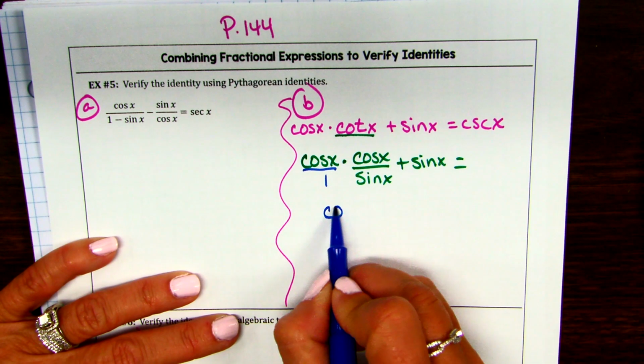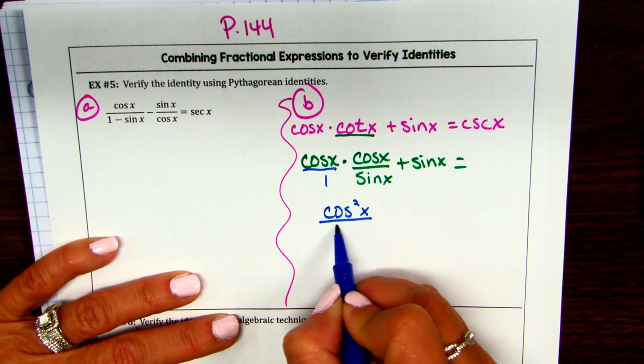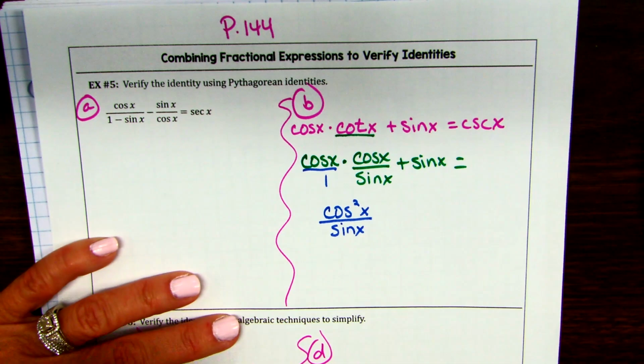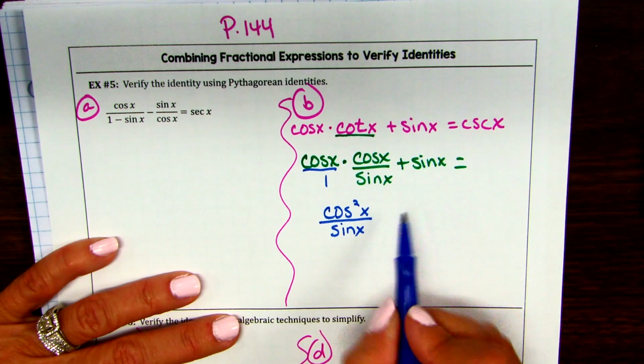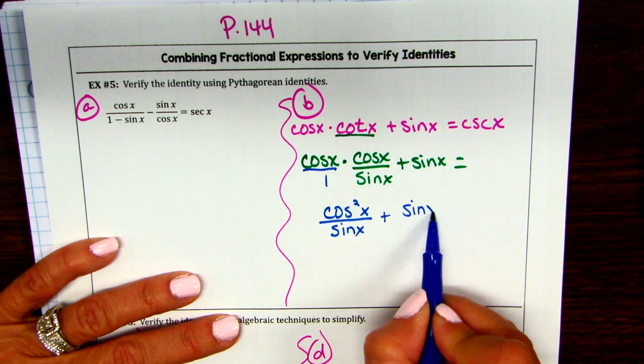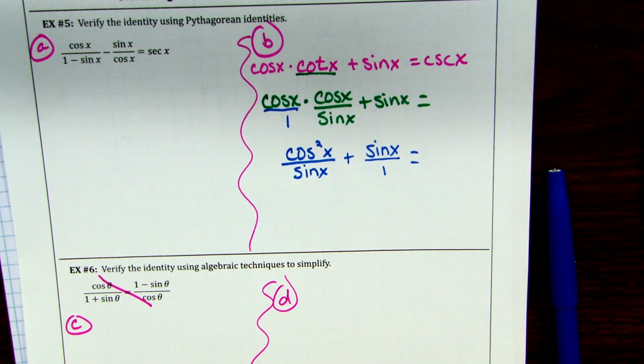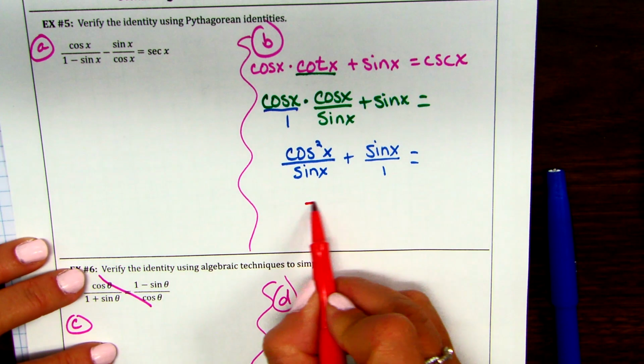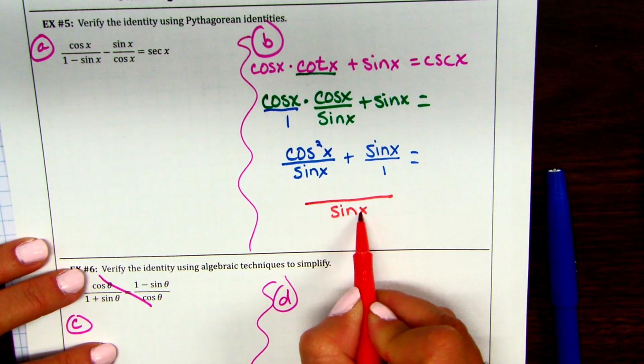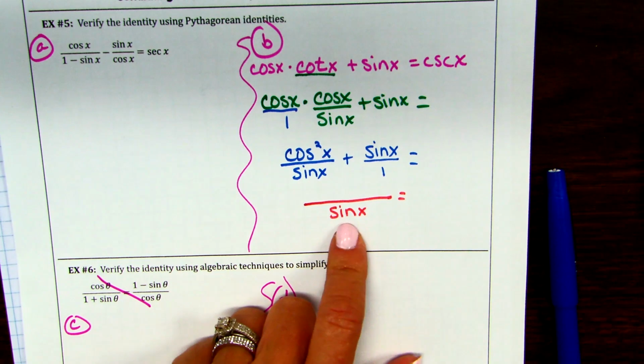I can just put them together. That would be cosine squared x over sine x, right? That's just putting these two together. That became this. And if it helps put a 1 under it, go right ahead. To add fractions, I need a common denominator. Looking at your denominators there of sine x and 1, what would the common denominator be? Sine x, right? Sine x. So I'm going to make a fraction with that goal in mind of putting these together under that common denominator.